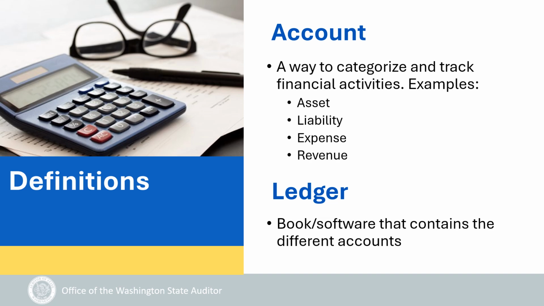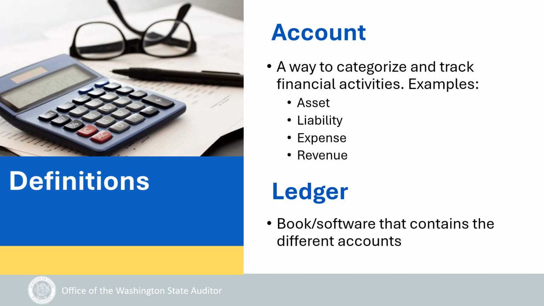Next, we have account. Within the accounting world, this means a way to categorize and track financial activities. Some account types that you might be familiar with include assets, liabilities, expenses, revenues, and so on. A ledger is the book or software that contains different accounts. This used to be a physical book where accountants would record each account and the transactions within those accounts.